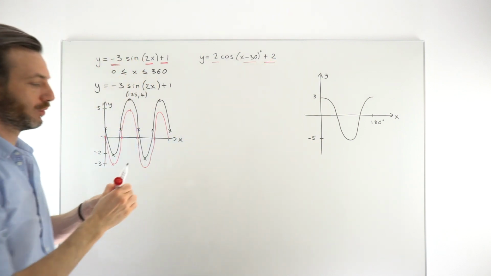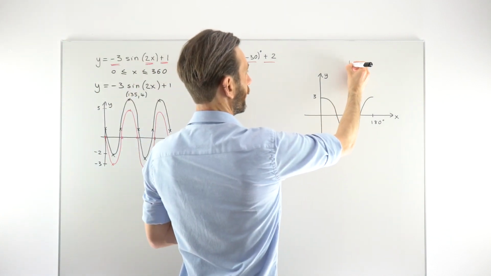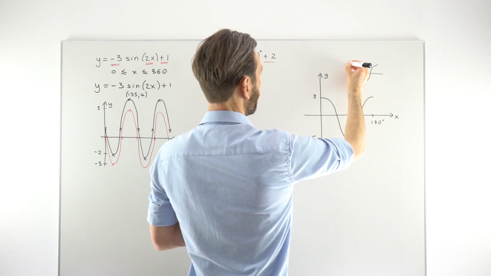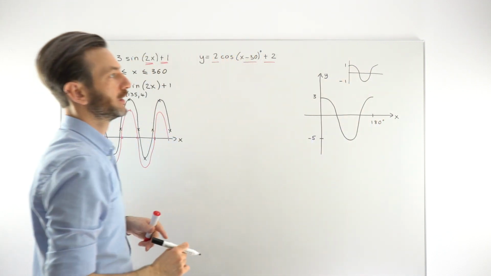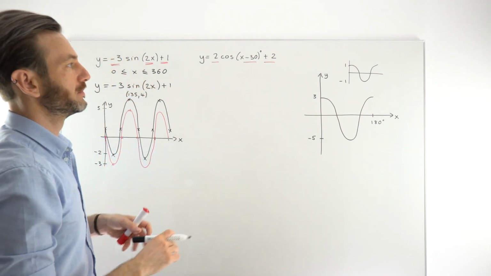And then the +2 will move the graph up by 2 units. We'll just draw a little cosine graph over here for reference. So just like the sine graph, but shifted over a wee bit. So maximum value of 1, minimum of -1. And we're just going to manipulate that graph.